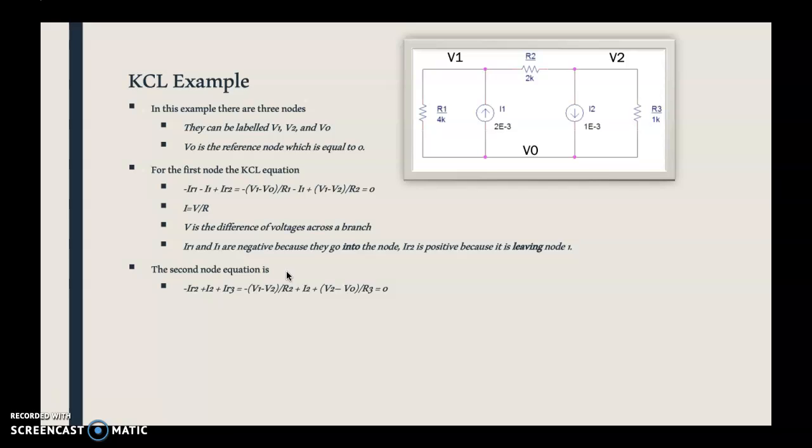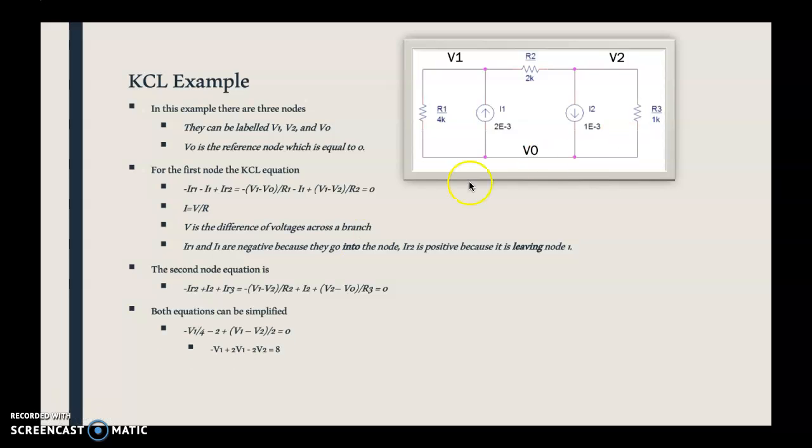The second node equation is negative IR2 because it's going in, positive I2, positive IR3. And again, rewriting it with Ohm's law, we have negative (V1 minus V2) over R2 plus I2 going out plus (V2 minus V0) over R3. And now both equations can be simplified.